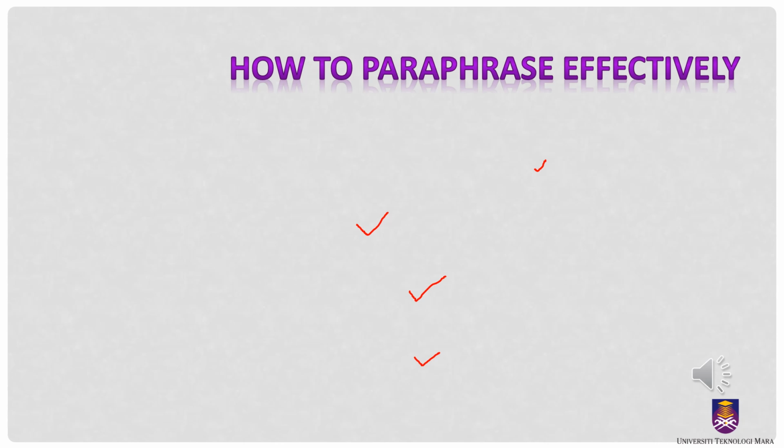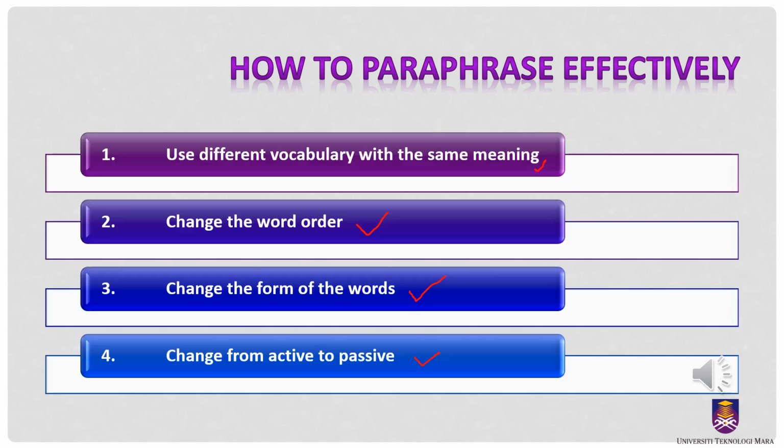Here are some tips to paraphrase effectively. Okay, first, you need to use different vocabulary with the same meaning. Second, you need to change the word order. The third step is you need to change the form of the words. The fourth step is you need to change from active sentence to passive sentence.